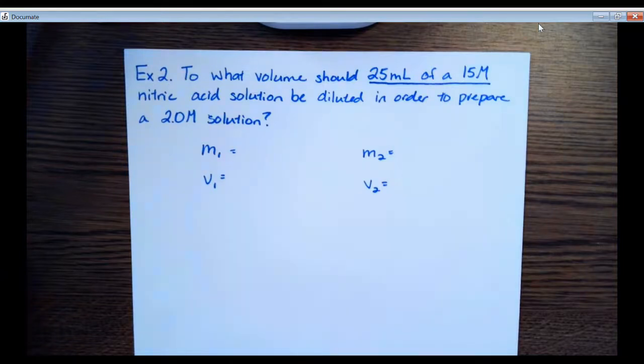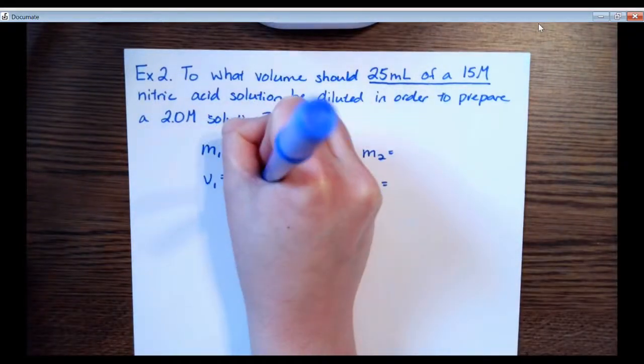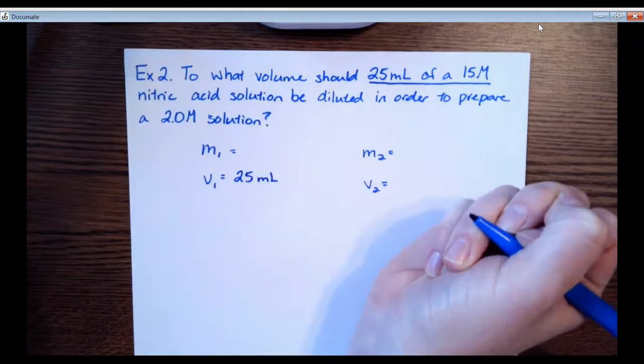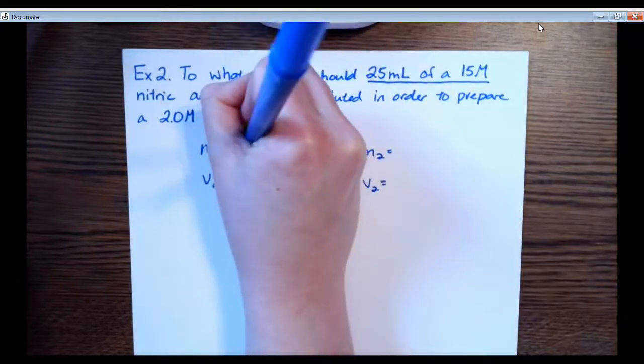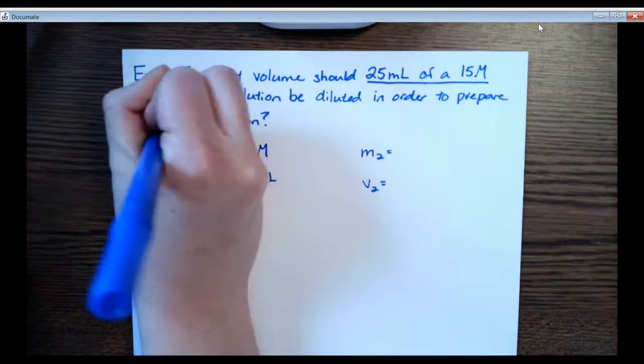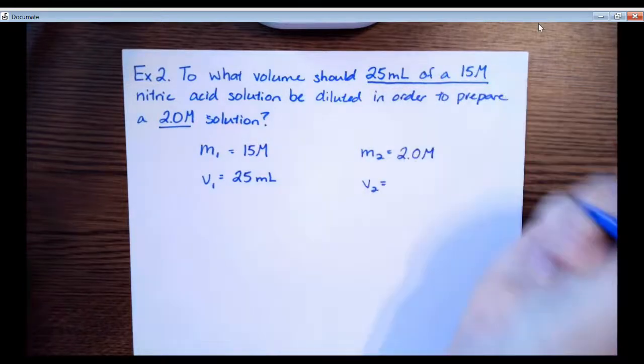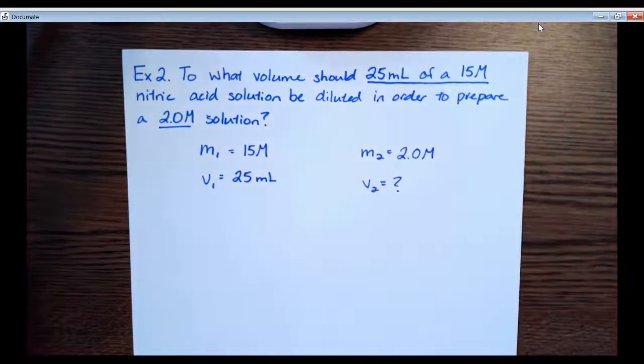They could be my 2s. You're going to get the same answer in the end. So my volume, if I put it in the right spot this time, is 25 milliliters, and my molarity is 15 molar. And then I am being asked to dilute it to a 2.0 molar solution. So this time my V2 is my unknown.